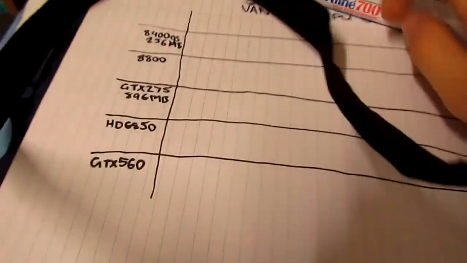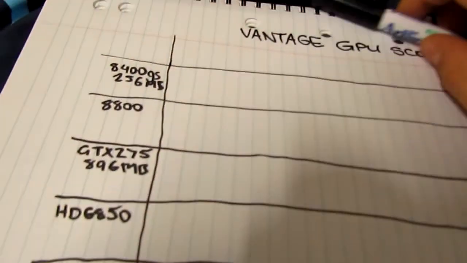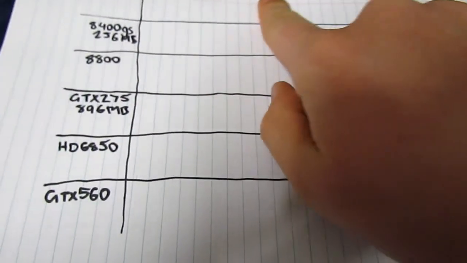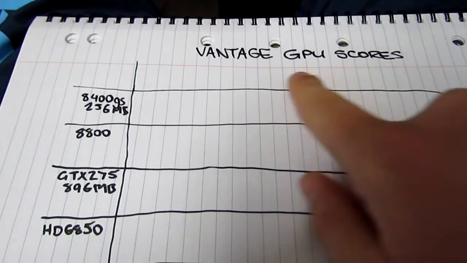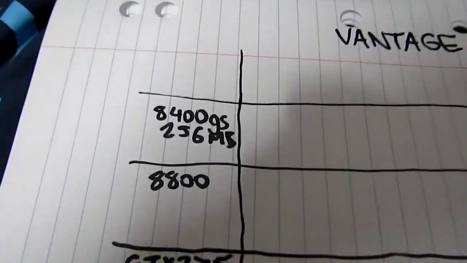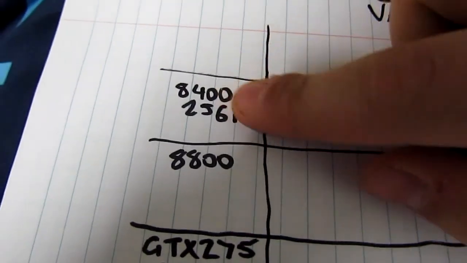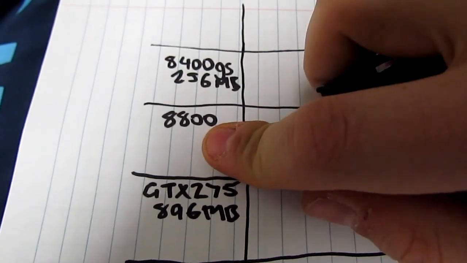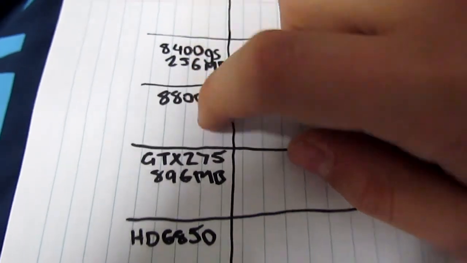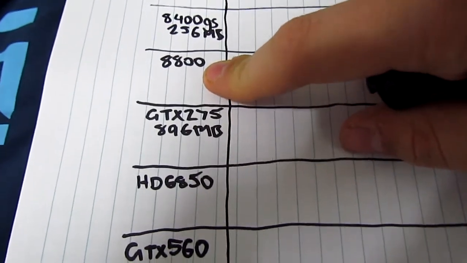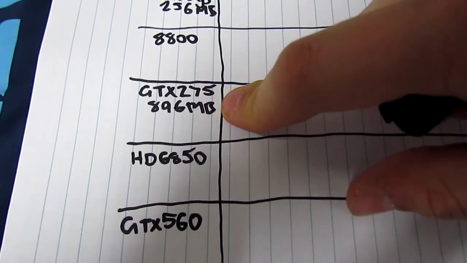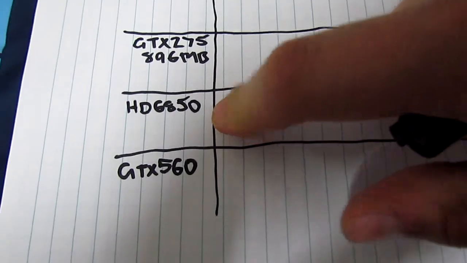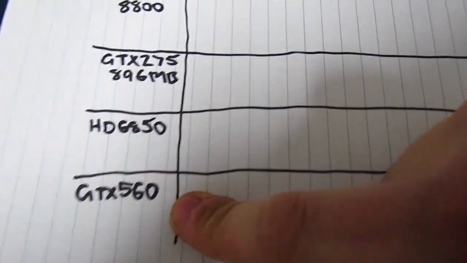As you can see down here on my score sheet, just get the camera out of the way, I've drawn up a little table here. I'm looking for the 3DMark Vantage GPU scores. These are the different cards I shall be using: 8400 GS and 8800. I don't exactly know what type of 8800 it is because I'm picking this up tomorrow, but I will get back to you when I do the benchmark. GTX275 896 meg, a HD6850 Radeon card, and eventually a GTX560.